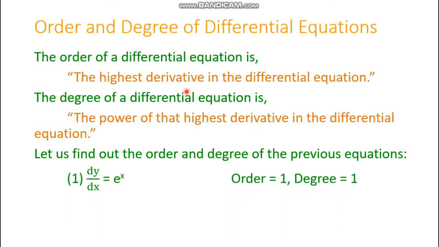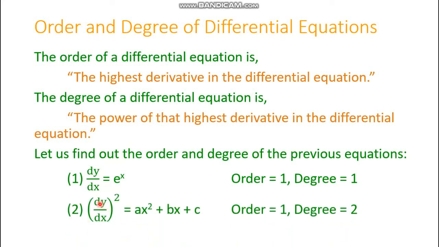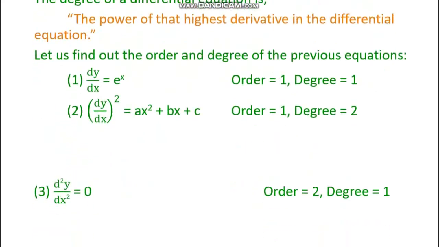Let's elaborate here. It is a single power, one power, so no problem, and its overall power is also 1. That means the highest derivative is 1 and its power is also 1, so it's order 1, degree 1. Here the highest derivative is 1, but the corresponding power of that highest derivative is 2, so order is 1 but degree is 2.